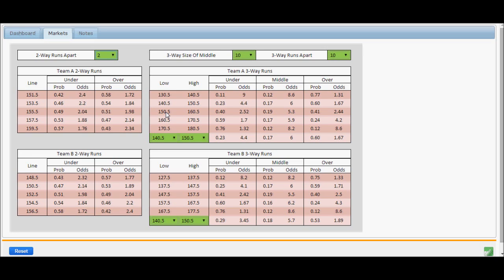If I put 150 here, then you might be asking, well, is it less than 150 or less than or equal to 150? As you can't get runs that aren't whole numbers, it just means that you get complete clarity of what the market means.